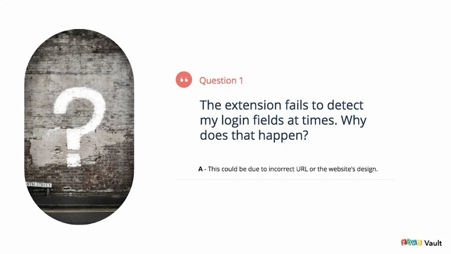So auto login works based on the URL that you've saved. Let's say you want to save the credential for your Twitter account. Instead of saving the URL as twitter.com, it's very important to note that you should probably be saving twitter.com/login. You should always save the login URL and not just the plain URL of the account.